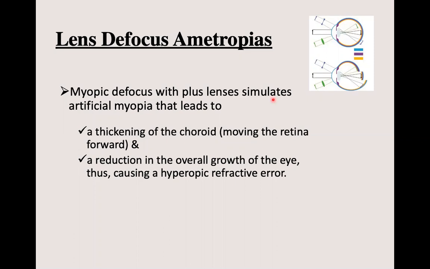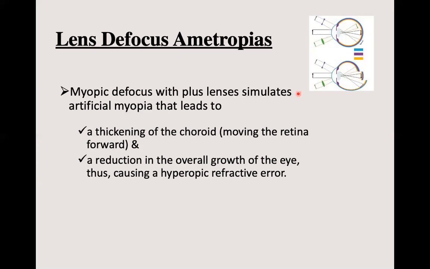Myopic defocus with a plus lens stimulates artificial myopia that leads to a thickening of the choroid. That means moving the retina forward and a reduction in overall growth of the eye, thus causing a hyperopic refractive error, isn't it? That means we use this plus lens, and it causes myopic defocus, and due to this myopic defocus, the choroid thickens and the eyeball growth decreases, isn't it?